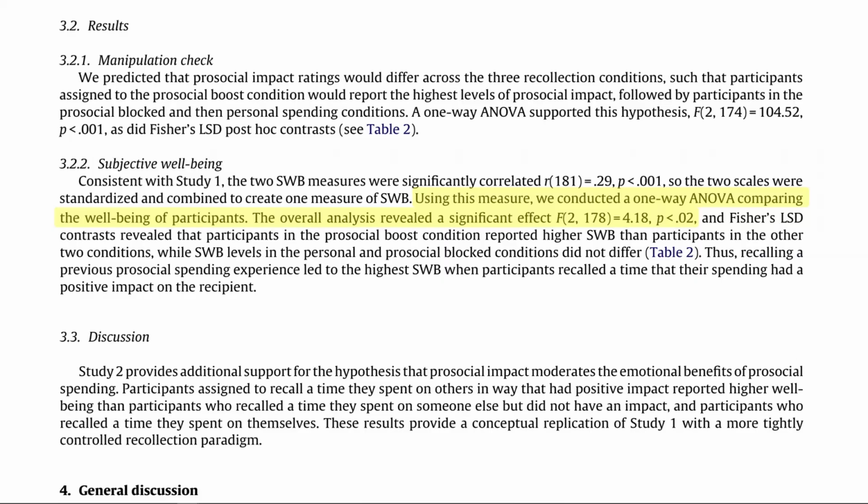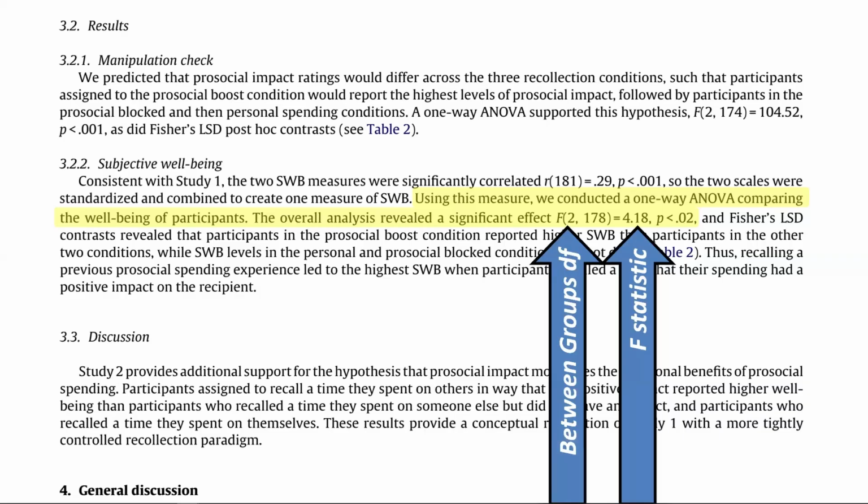The overall analysis revealed a significant effect. F, 2 degrees of freedom, 178 degrees of freedom equals 4.18, probability less than 0.02. So that 4.18, that is your F statistic. We were a little bit off because we were recreating the data, so we lost some precision when we were rounding. But in general, it's very, very close. That is your F statistic there, 4.18. That is your between groups degrees of freedom. Remember, that is your numerator. That is your within groups degrees of freedom. That is your denominator for the F statistic.